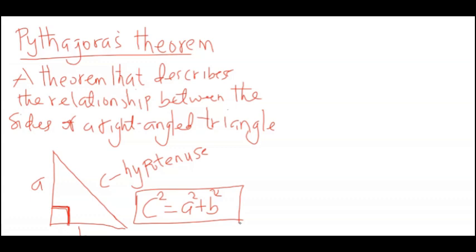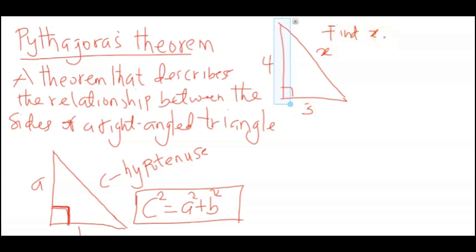Alright, so let's make progress. I want us to take an example and see how we can apply the Pythagoras theorem to find the missing sides. So we have this right angle triangle. Again, it's not drawn to scale. The hypotenuse is x, and then here it's 4, and here it's 3. You're supposed to find x, which is the hypotenuse.